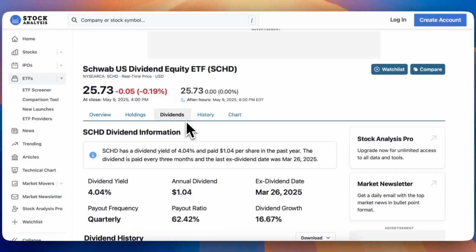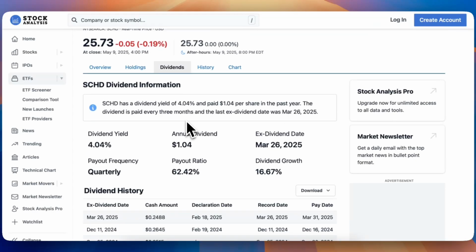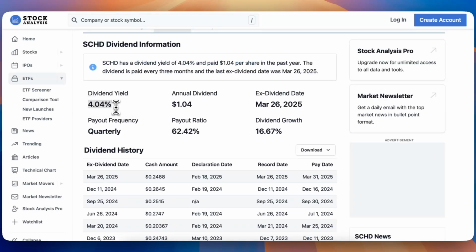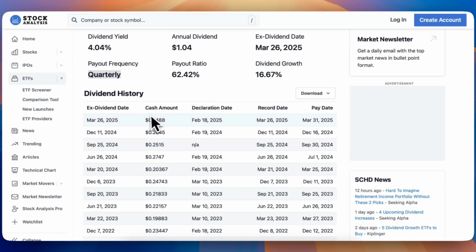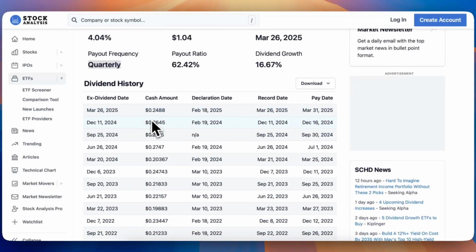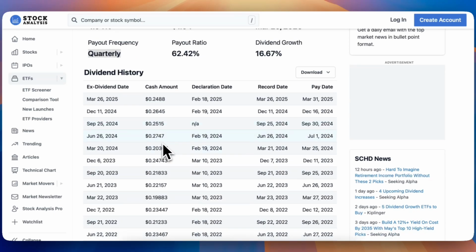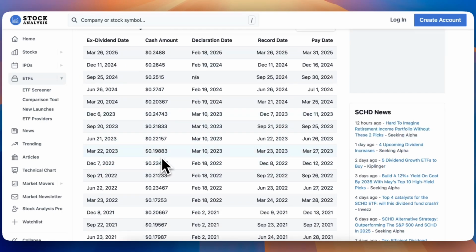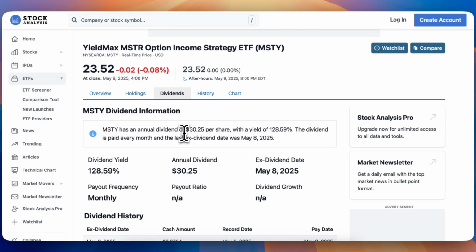Now, if we take a look at SCHD's dividend information, we currently have a dividend yield of just over 4%, and what turns off a lot of people from this ETF is going to be the payout frequency, which is going to be every single quarter or every 3 months. But with this ETF, we can see the dividend history. Every 3 months, we're getting these cash payments, very reliable, very stable. We're going to compare it to MSTY.